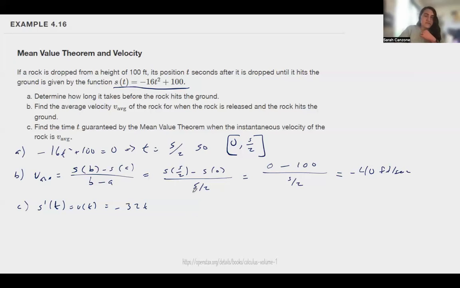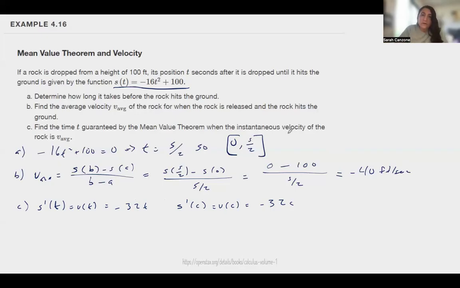So if we're looking to find when the instantaneous velocity is the average velocity, we have to consider the notation that we were given in the slide before. So that was saying f prime of c is equal to this thing here. So we will go ahead and consider the variable to be c. So s prime of c, which is v of c, equals negative 32c. I just plugged in c here, just because it was the statement in the mean value theorem that we had from our actual definition.